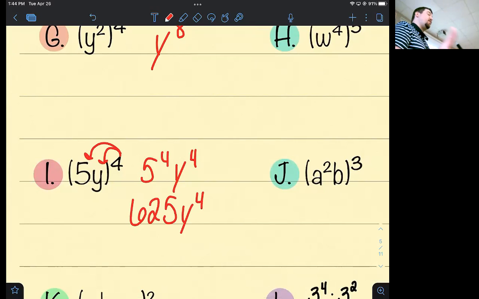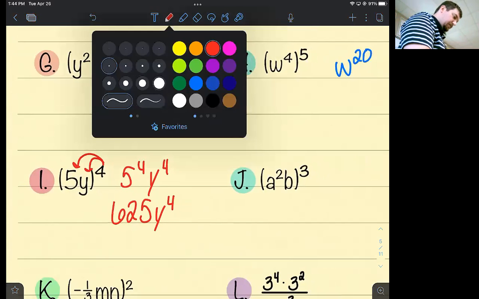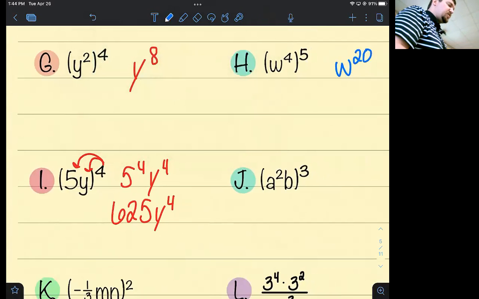Of course, 5 to the 4th is 5 squared times 5 squared. And you know from doing your perfect squares that 25 times 25 is 625. All right, next one. A squared b, all raised to the 3rd power. Who wants to try this one?